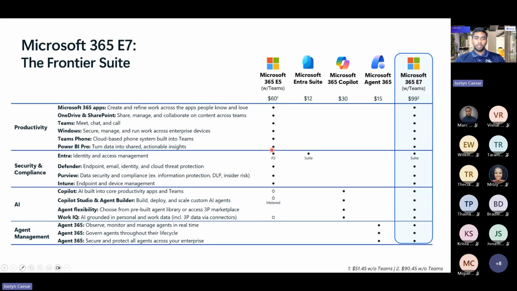So individually, you're looking at E5 at $60, the Entra Suite at $12, and Copilot and Agent 365 at a total of $45. Bundled together, E7 includes all of this for $99 with Teams. And the table just gives you a breakdown of the different features that you get with each of these, and they're all included with E7. And these lines at the bottom here might seem a little new, but hopefully a little more familiar after today's session. These are the Agent 365 features of Observe, Govern, and Secure.